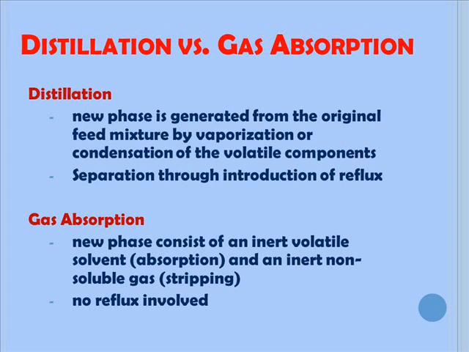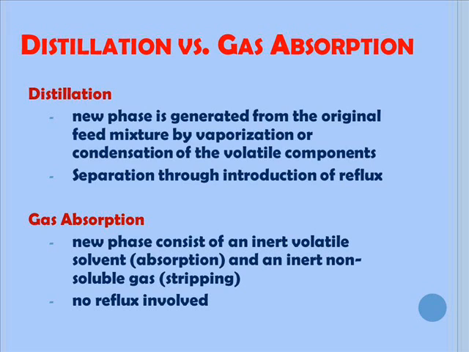Distillation involves separation of components based on the distribution of various substances between a gas phase and a liquid phase, when all the components are present in both phases. In distillation, a new phase is generated from the original feed mixture by vaporization or condensation of the volatile components, and separation is achieved by introducing reflux to the top of the tower.